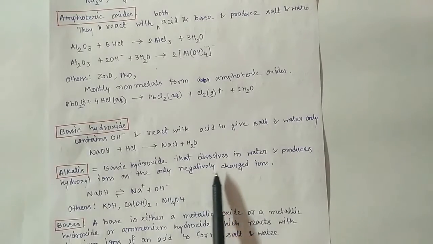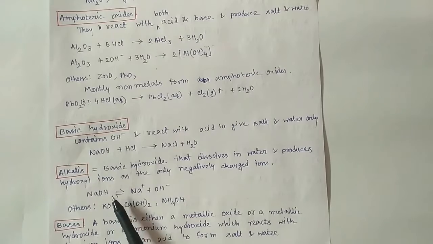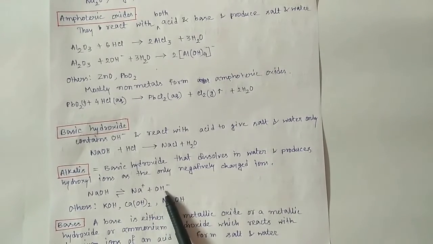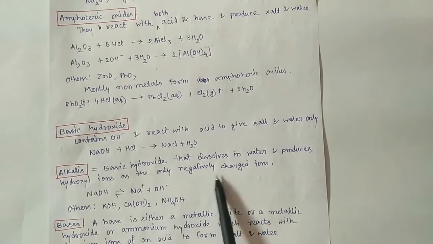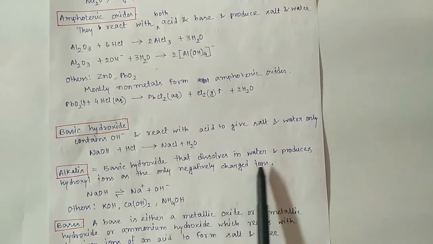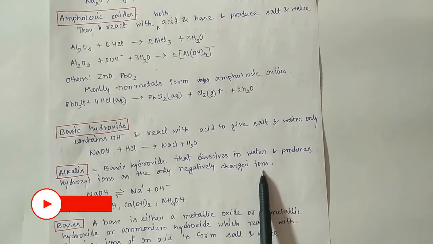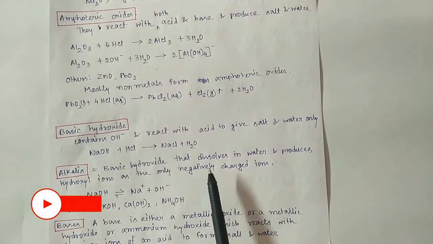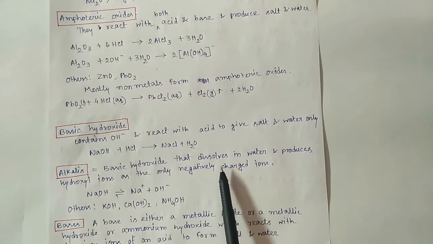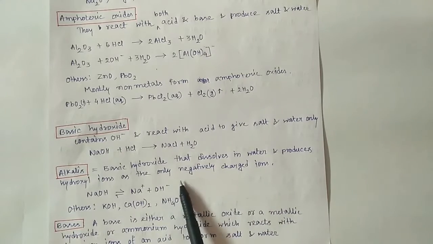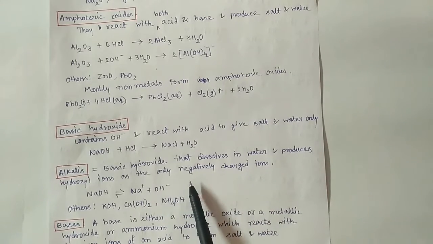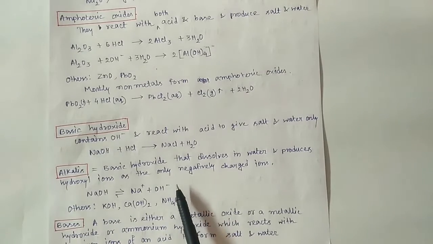Now, what is alkali? Alkalis are basic hydroxides that dissolve in water and produce hydroxyl ions. Hydroxyl ions are this ion, OH minus. They dissolve in water and produce hydroxyl ions as the only negatively charged ions. So, we read that basic oxides react with acid to give salt and water, but alkalis are those basic hydroxides that dissolve in water. It means that those basic hydroxides that do not dissolve in water are not alkalis.